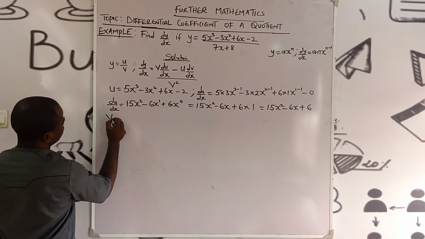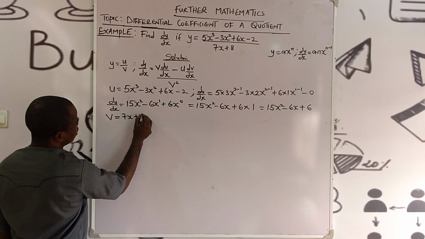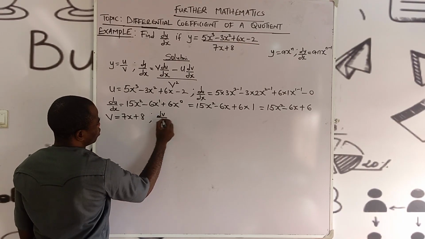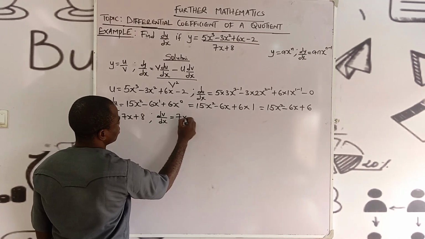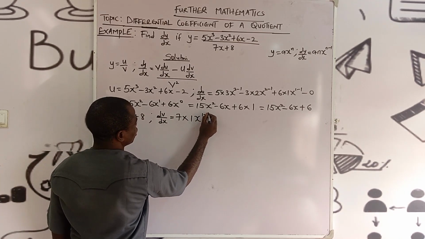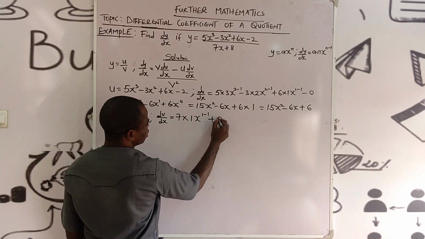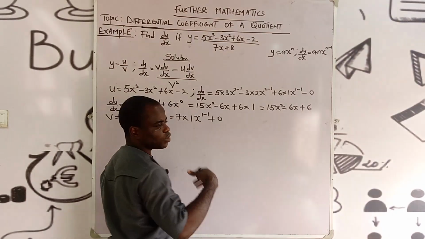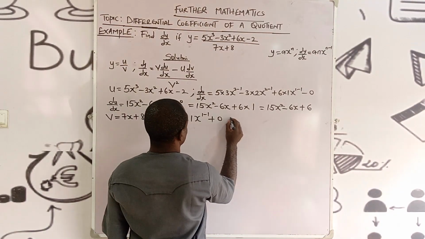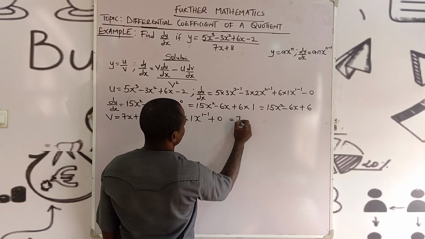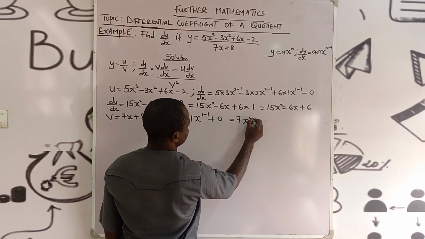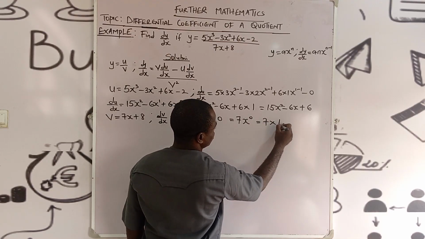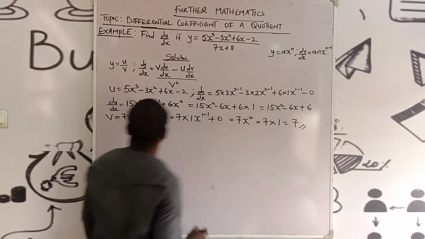Let's go to v. v equals 7x plus 8. dv over dx equals 7 times 1 x raised to power 1 minus 1. When you differentiate this constant, it is 0. Anytime you differentiate a constant, it is 0. The constant can be 1000, any number at all, it is 0. Because 7 times 1, that's 7, x raised to power 1 minus 1, that's 0, because x raised to power 0 is 1. 7 times 1, that's 7.